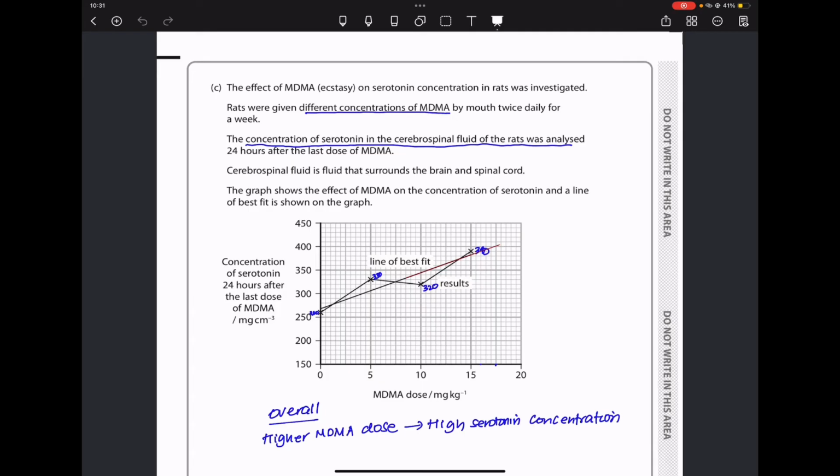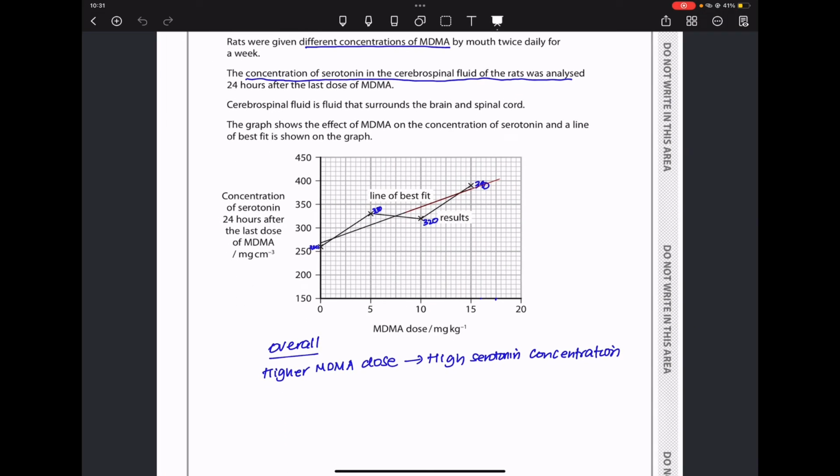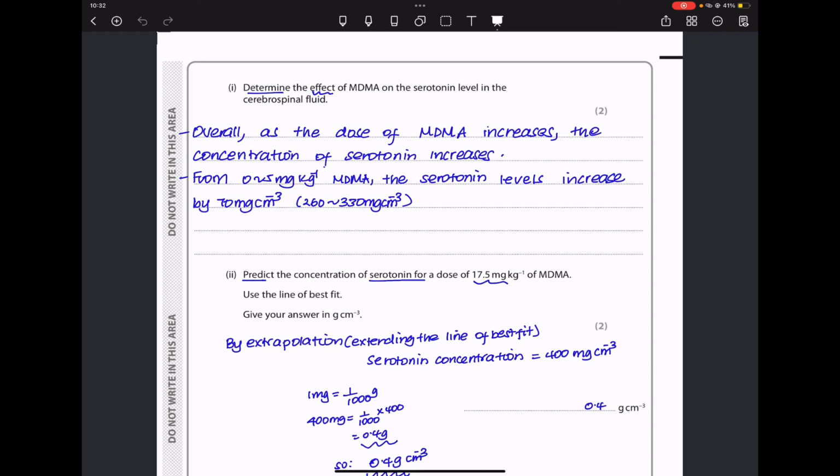The graph shows the effect of MDMA on the concentration of serotonin, and the line of best fit is shown on the graph. So we see the concentration of MDMA and then the concentration of serotonin. Overall, meaning following the line of best fit, the higher the concentration of MDMA, the higher the concentration of serotonin produced. So here they said determine the effect of MDMA on the serotonin levels in the cerebrospinal fluid. It said overall, as the dose of MDMA increases, the concentration of serotonin increases. From 0 to 5 milligrams per kilogram MDMA, the serotonin levels increased by 70 milligram per centimeters cubed. You can refer this from the graph.